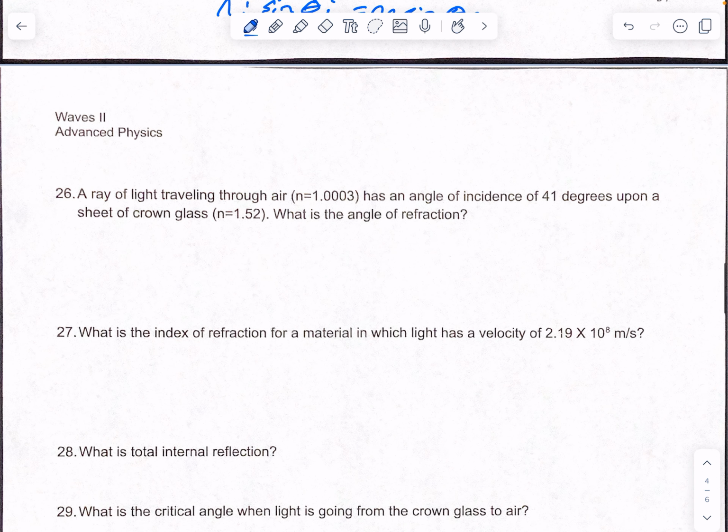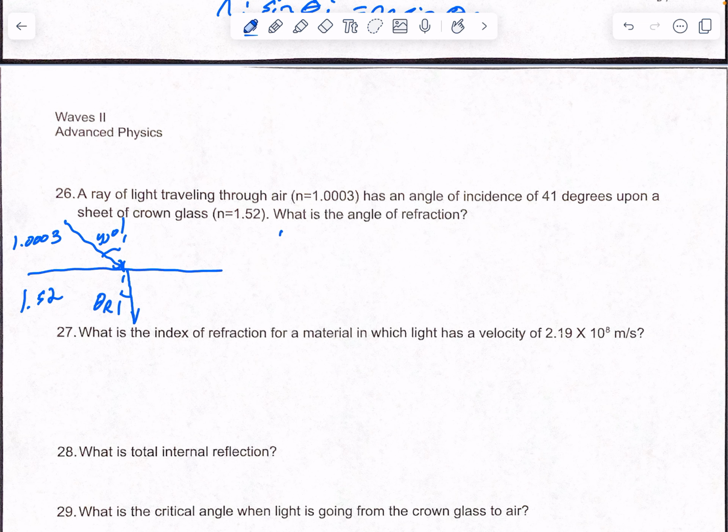So number 26. A ray of light traveling through air, 1.003, has an angle of incidence of 41 degrees upon a sheet of crown glass at index 1.52. What is the angle of refraction? If I draw this, here is my normal, and here's my incident ray. It comes in at 41 degrees. My index of refraction is 1.003 here, and I'm going into crown glass, which is 1.52. Going from less dense to more dense, this angle is going to get smaller. It's going to go towards that normal line. So we are looking for my refracted angle.